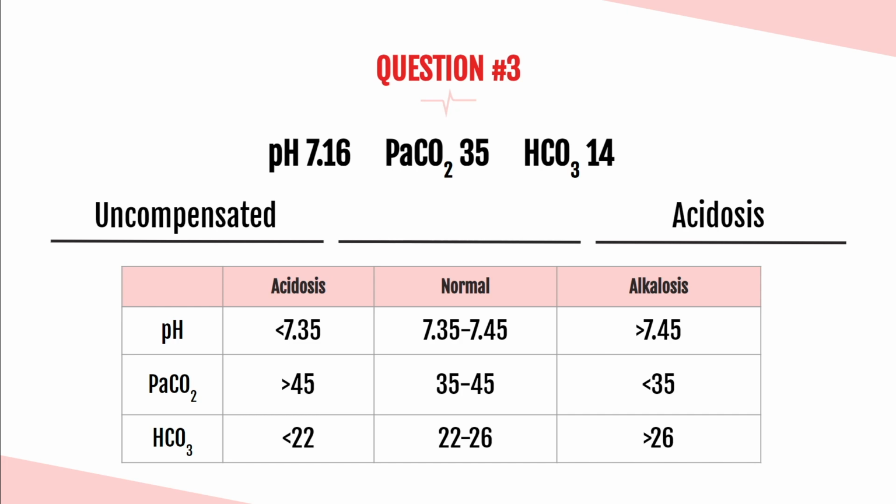Well, the bicarb is. It is only 14 and we are lacking base. This means that the acidosis is coming from a metabolic source. Our carbon dioxide looks good here. It's normal. So the final name for this is uncompensated metabolic acidosis.